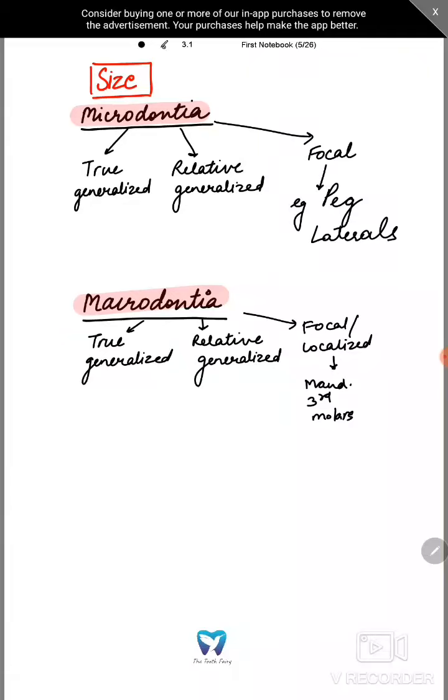Then, based on size, we have microdontia, which means teeth are small, and in macrodontia teeth are large. Microdontia can be true generalized, which is seen in pituitary dwarfism. Relative generalized is when the teeth appear smaller because the jaw size is greater. And focal is localized, like peg laterals. Then in macrodontia, true generalized means all the teeth are larger than normal, as in pituitary gigantism.